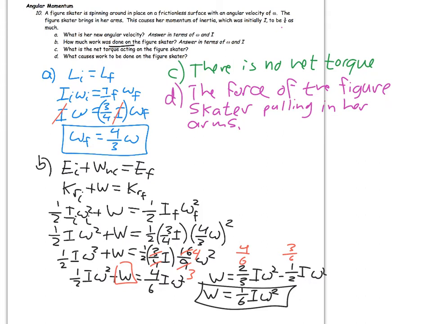If you can imagine being in that situation and spinning pretty fast, your arms naturally are going to want to go out. So it's actually going to take force, it's actually going to take work from your body to pull your arms in closer, because naturally they just want to flail out when you're spinning really fast. And that's the reason why the figure skater ultimately gains some amount of energy, which we found in part B with our work.